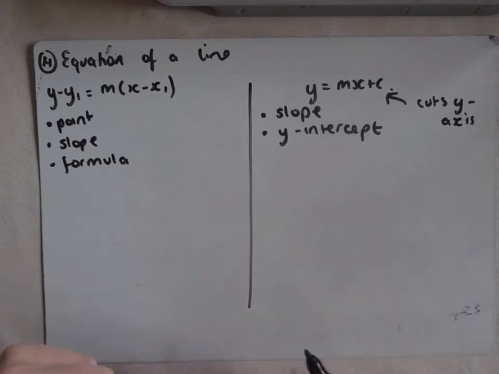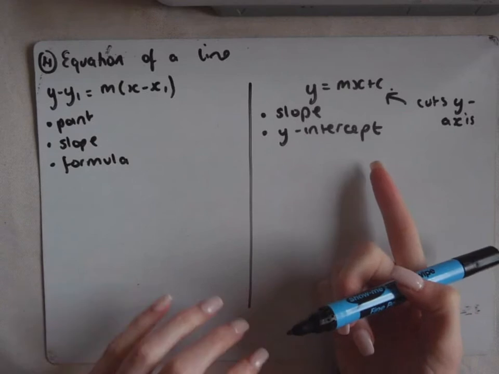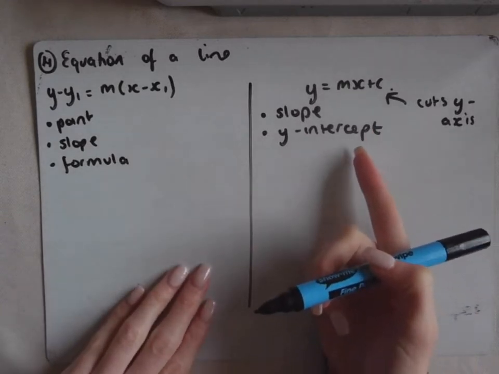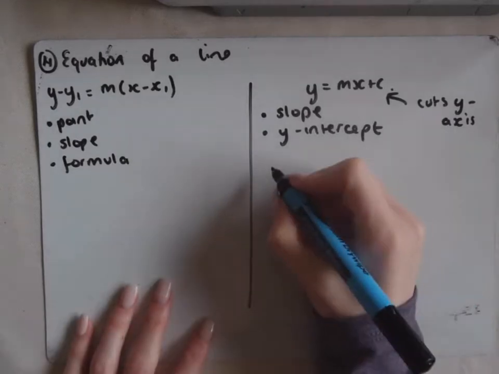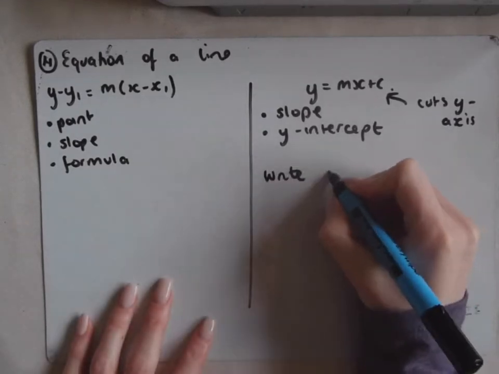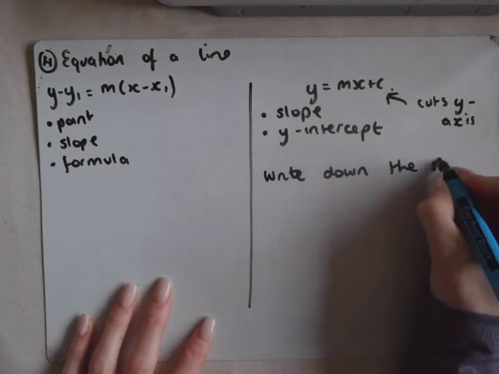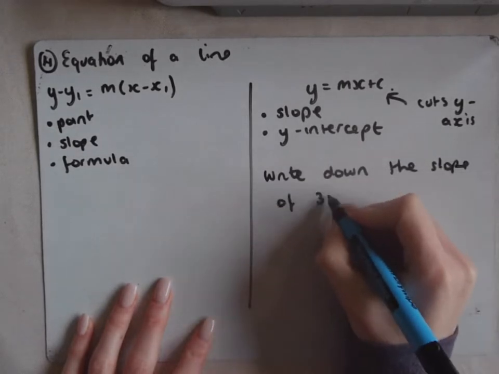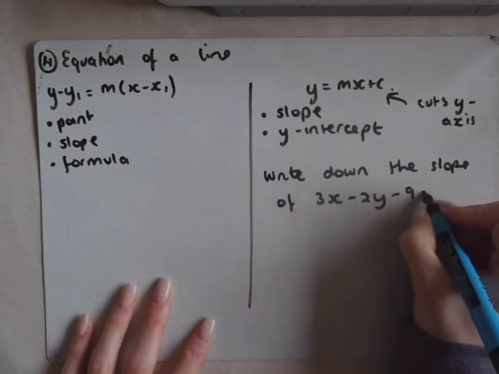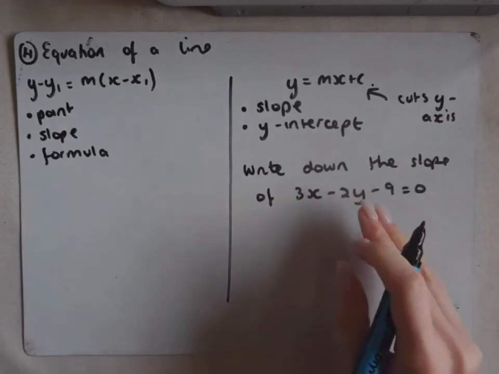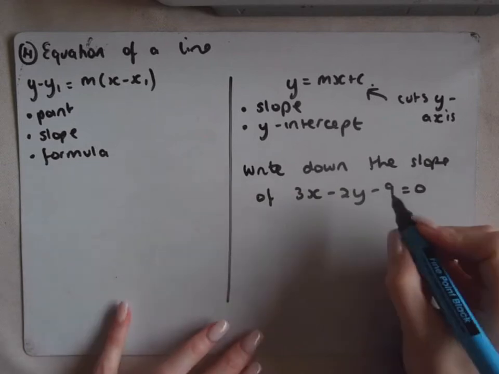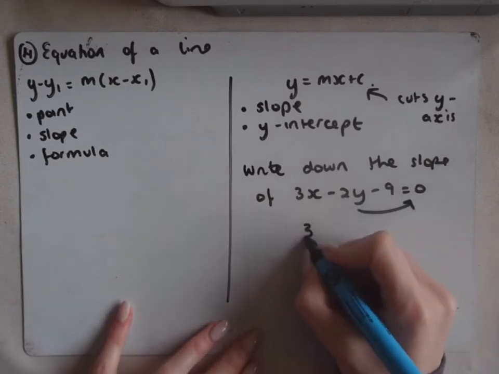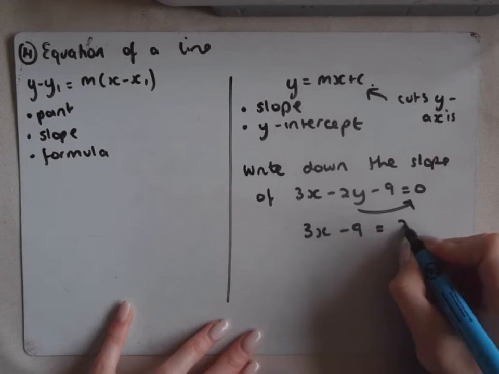Now, normally if you're given a point and the slope, you'll use this formula. Generally, they'll give you an equation and they're asking you for the slope or the y-intercept. So, for example, write down the slope of 3x minus 2y minus 9 equals 0. If they're asking you for a slope and they've given you an equation, you need to write the y on its own. So you bring the y to wherever it'll be positive: 3x minus 9 equals 2y.